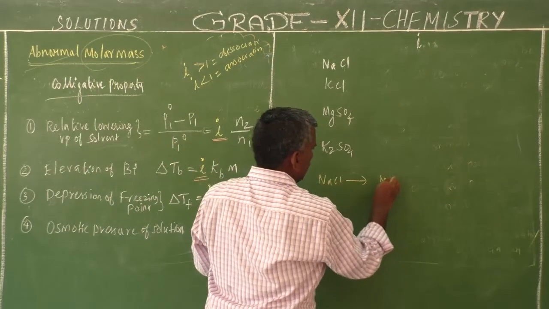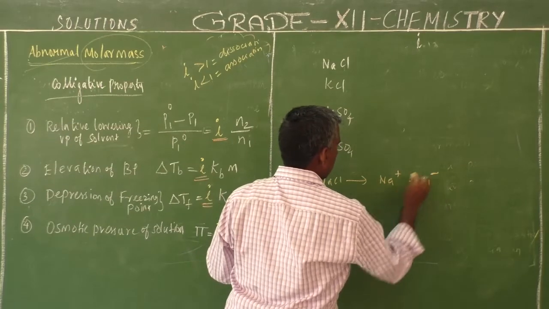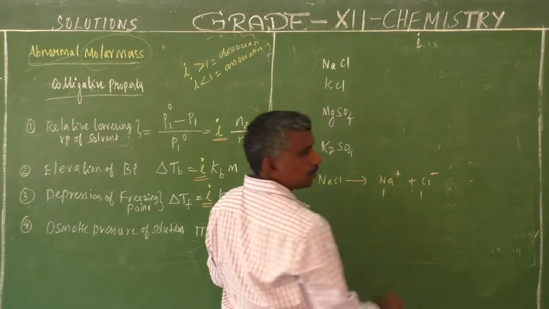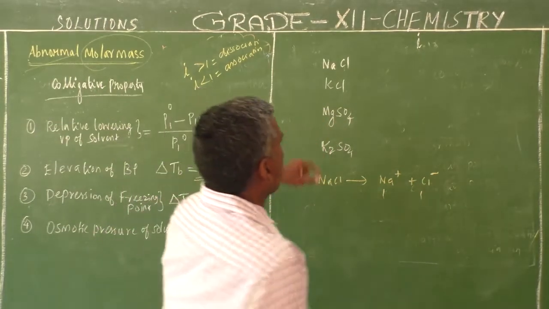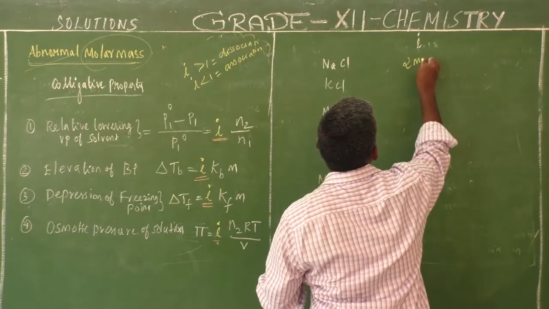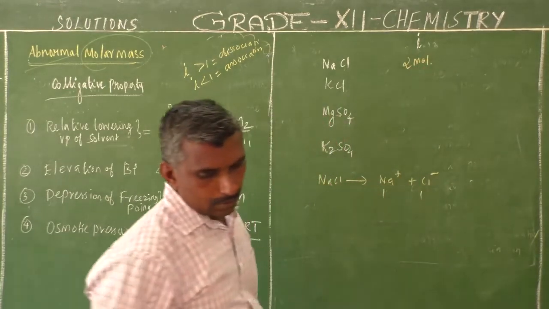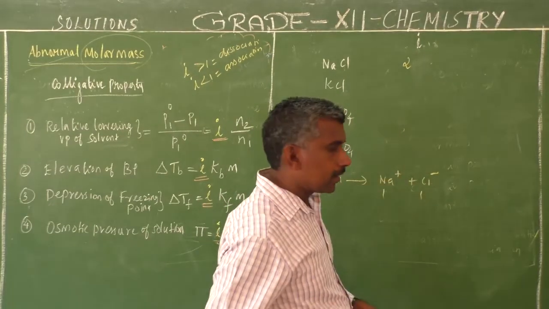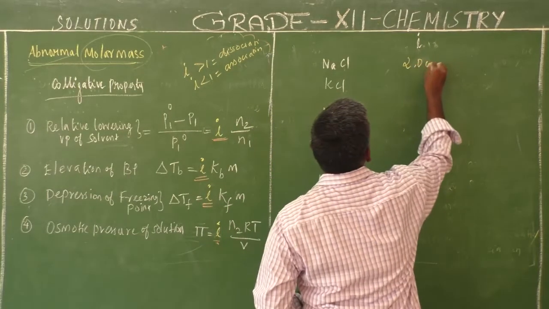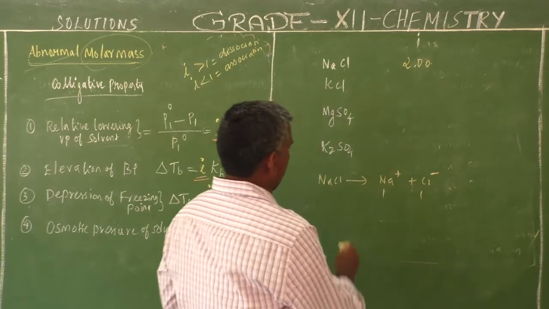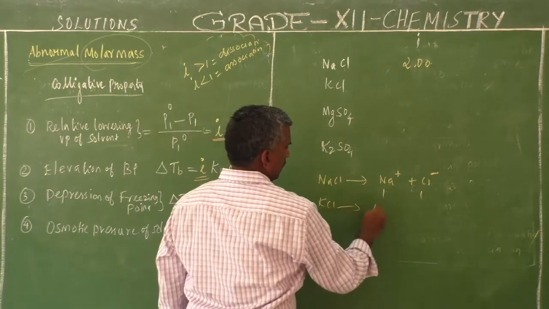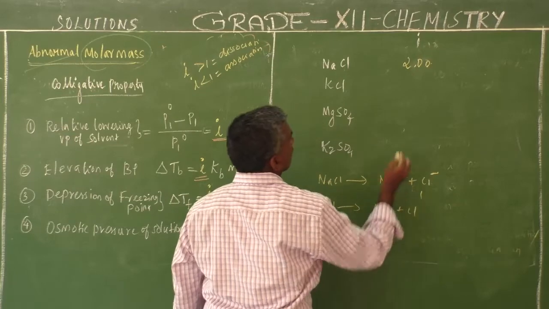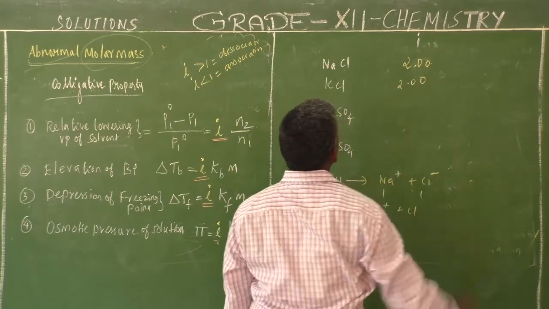For example, NaCl gives Na plus and Cl minus, 1 mole each. So for NaCl, what is the I value? 2 moles, so 2.00. KCl is the same: K plus and Cl minus, that is 2.00.